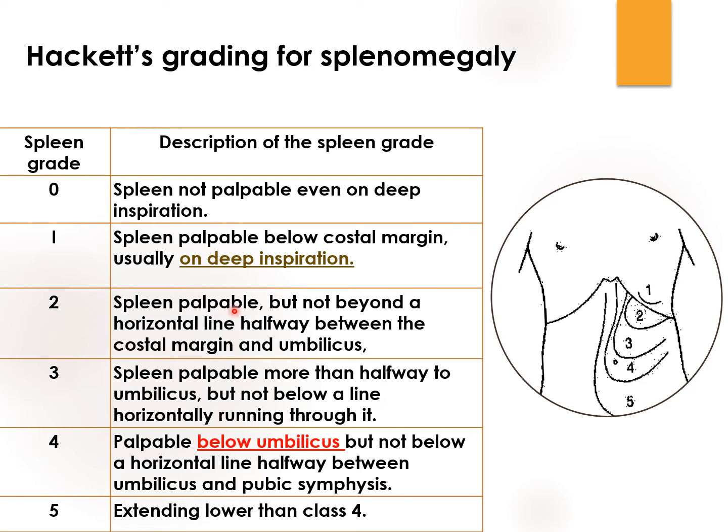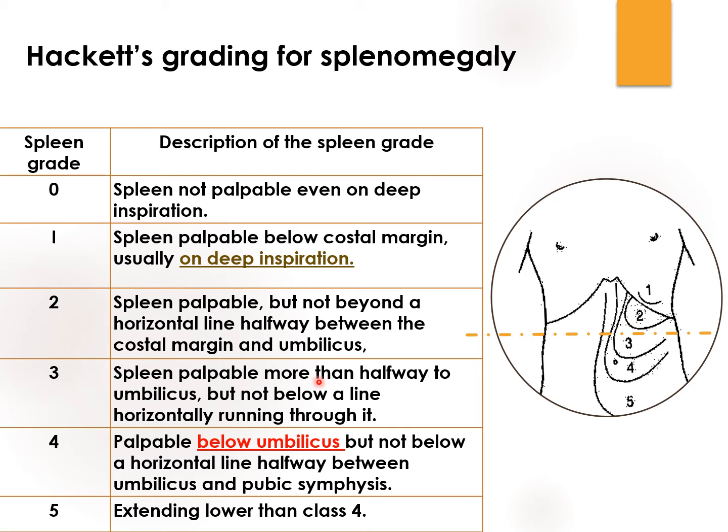Grade 2, when the spleen is palpable but not beyond the horizontal line halfway between the costal margin and umbilicus. We have to draw the horizontal line between the costal margin and umbilicus, and if the spleen is not crossing this line, then we label it as grade 2.